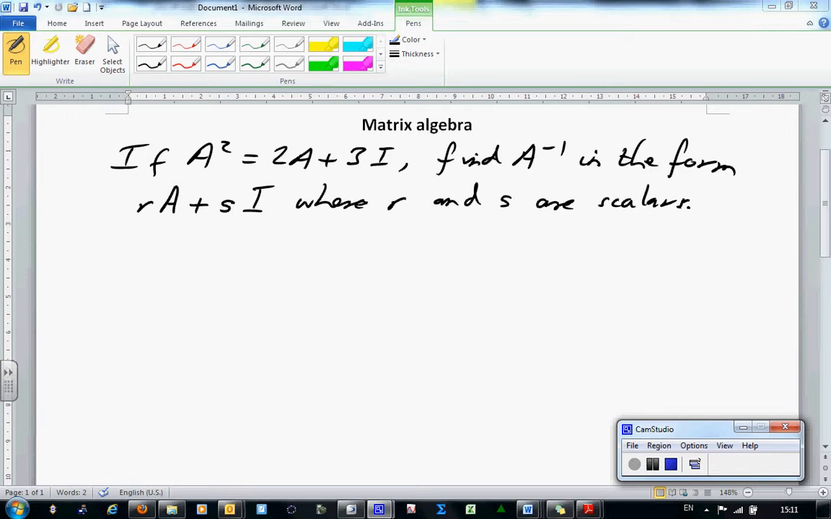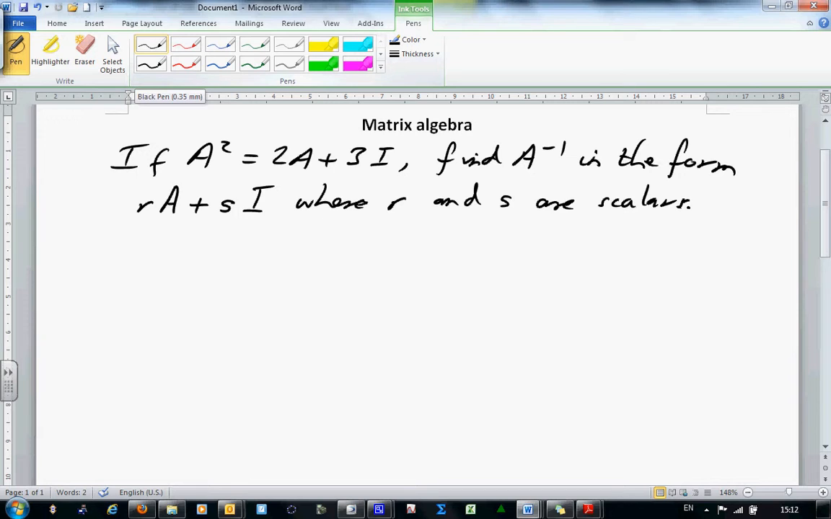And the problem with this is that if we're trying to find the inverse of A, at the actual starting point we don't have the inverse of A in that equation. So the first trick here would be to somehow introduce the inverse of A into our equation. The simplest way of doing that would be to pre-multiply all of the terms by A minus 1. So we end up with the inverse of A times A squared equals A inverse times 2A plus A inverse times 3I.